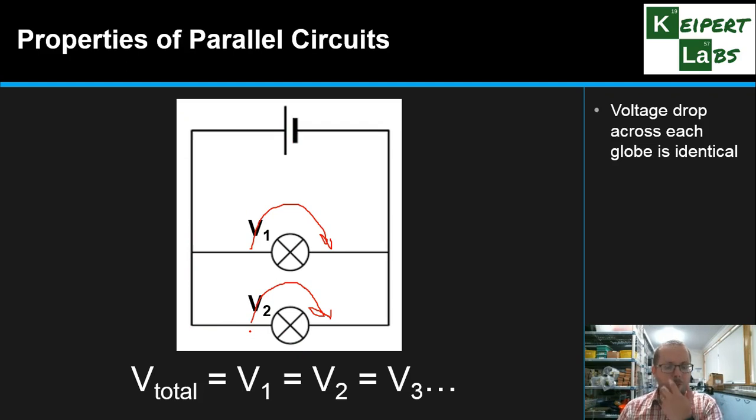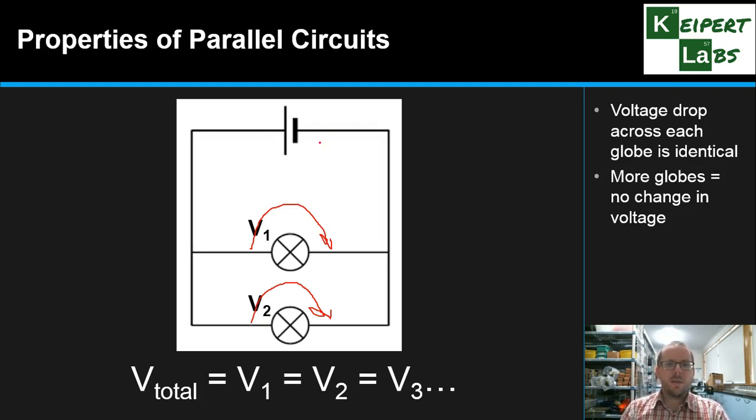So that's partly the other reason why the globes are both brighter in a parallel circuit than they would be in a series circuit. Not only because you can get more current through, but because they're experiencing a larger amount of voltage at each globe. So more energy is going in there. Okay, so more globes means there's no change in voltage, the voltage is constant because it's the same as the amount that the power pack is giving out. You add more globes, it's not going to increase, but it's not going to decrease either.